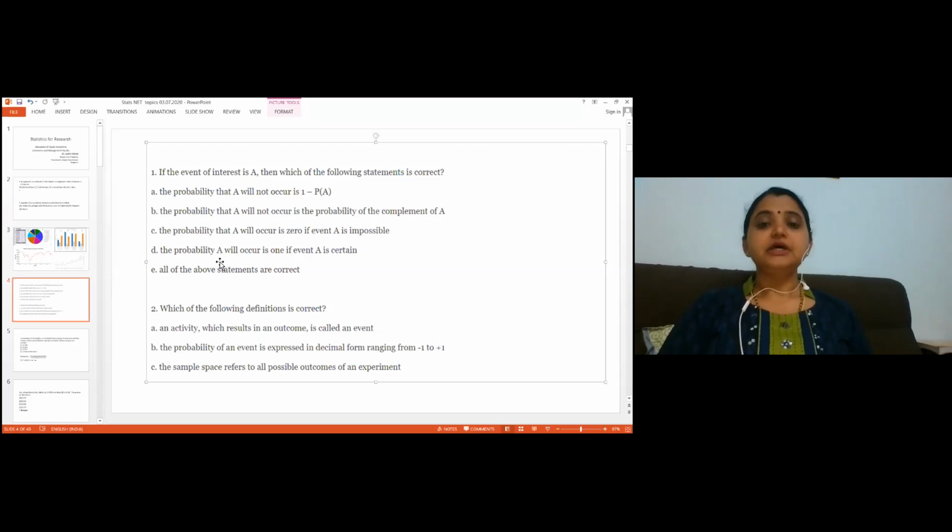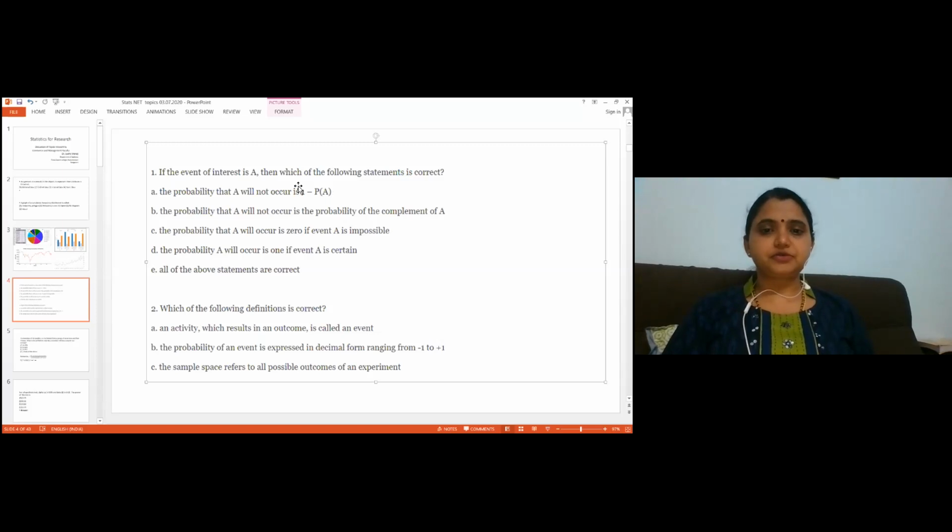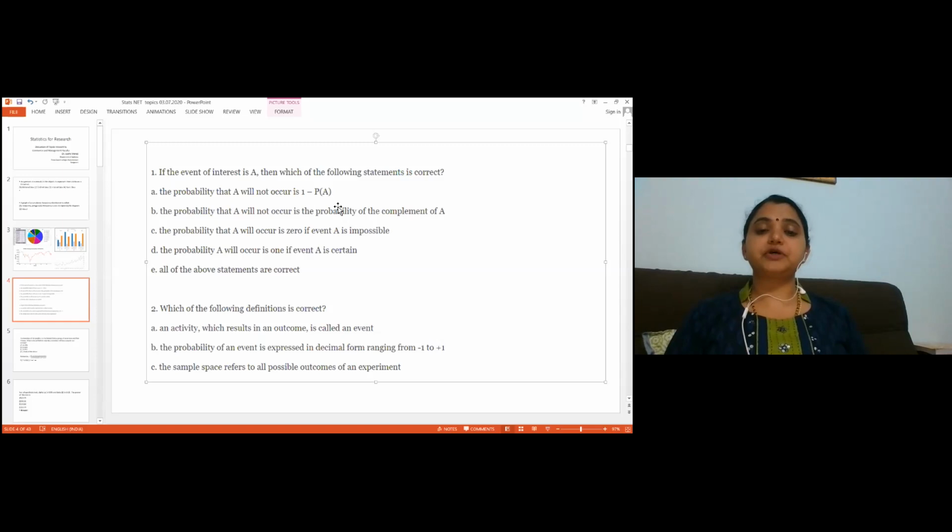It is E. So these are all the properties that we need to remember whenever we are talking about probability. One is that the complement is 1 minus the probability of the event. So the first and second statements, A and B, are the same. A and B convey the same thing. The non-occurrence of an event is called the complement of an event. Then the probability of an event is 0 when it is an impossible event.